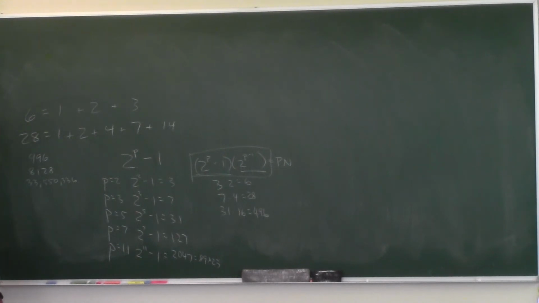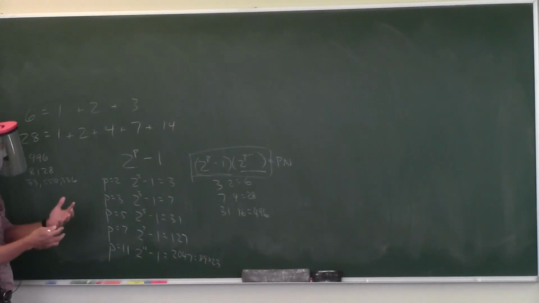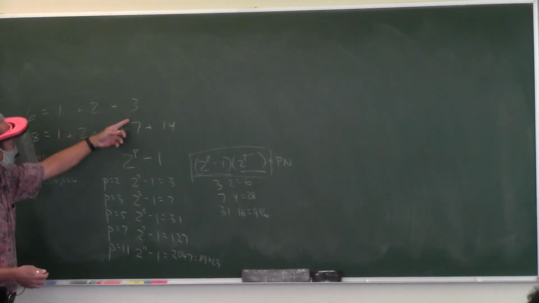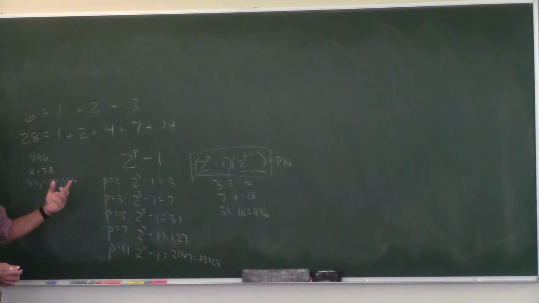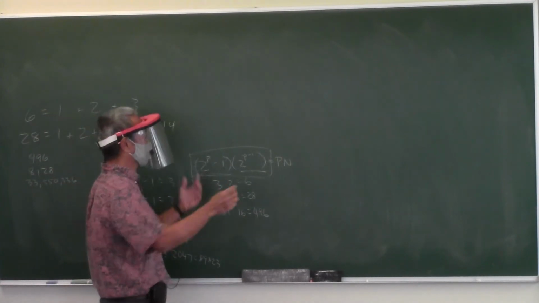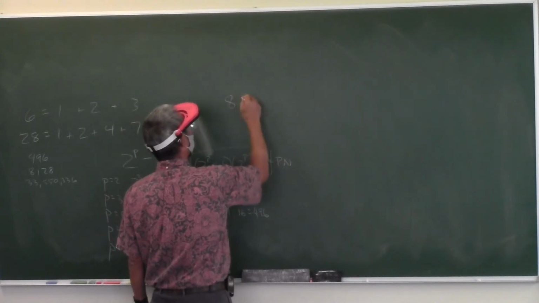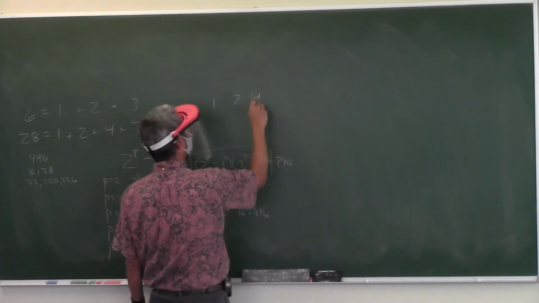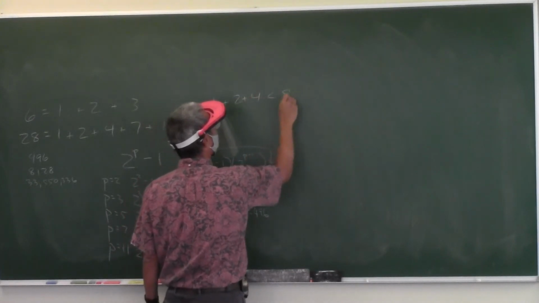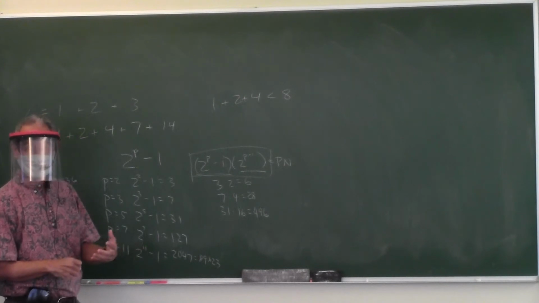Why are we talking about perfect numbers? Because of abundant. Okay, so what is a perfect number? That's when the sum of the proper divisors adds up exactly to the number. So what if the sum of the proper divisors is less than the number? Like for example, 8. What are the proper divisors of 8? 1, 2, and 4. What happens if I add that up? It's less than 8. So we say that 8 is deficient. It's a deficient number.